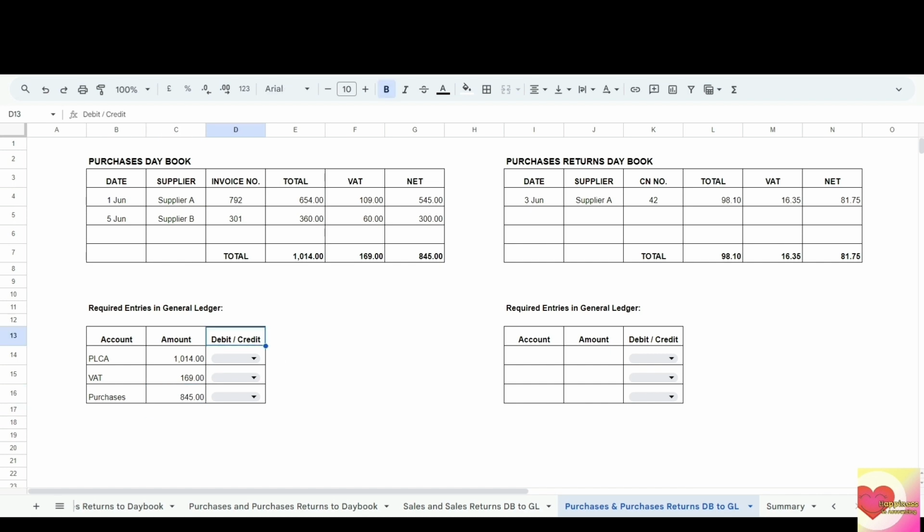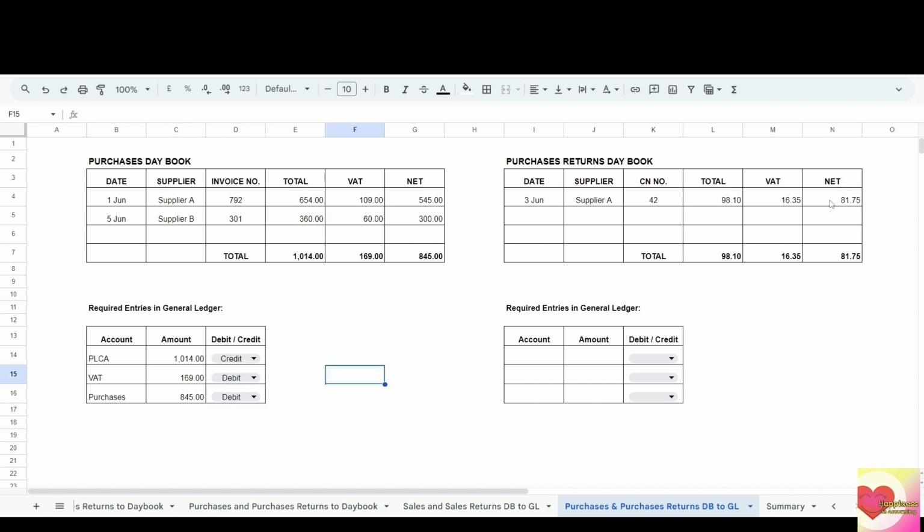Next is to find out which side should they go, either debit or credit. Again, let's pay attention to which daybook they came from, which is Purchases Daybook. First is PLCA. PLCA is a liability, so when we made purchases, PLCA increases, so it goes to credit. Let's go to purchases next. Purchases is an expense, and when we made purchases, it increases and it goes to debit. And the VAT goes with the purchases, which is debit.